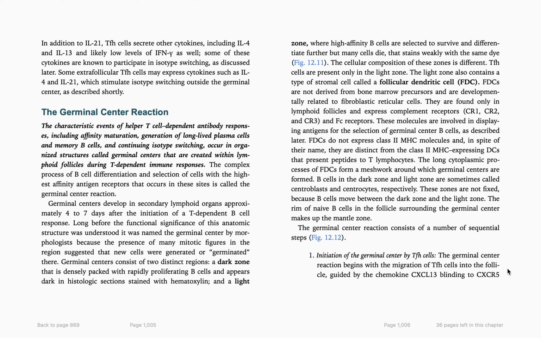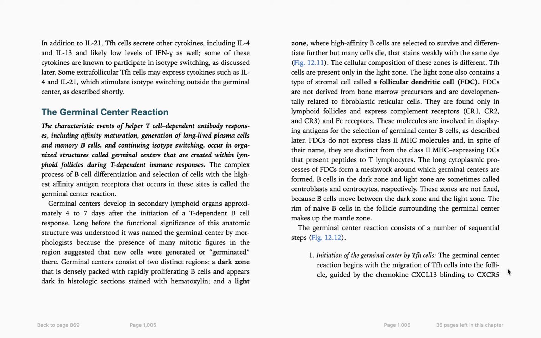Some extrafollicular T follicular cells may express cytokines such as interleukin 4 and interleukin 21, which stimulate isotype switching outside the germinal center, as described shortly.